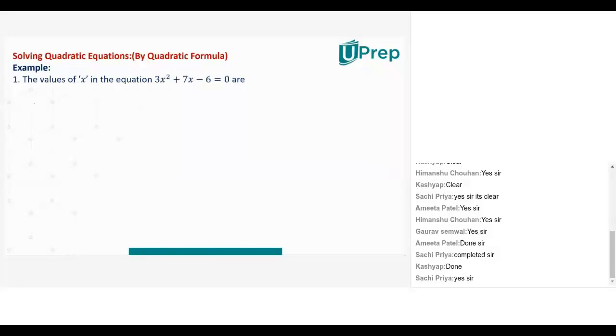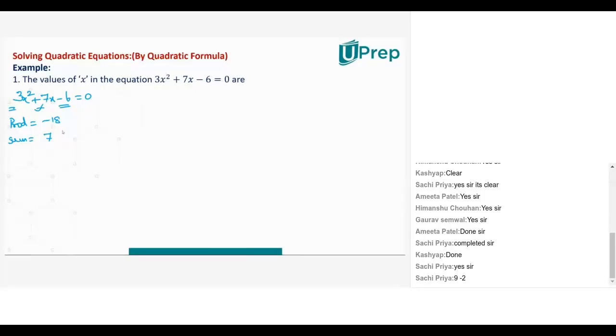So first method, factorization. What we did is this: 3x square plus 7x minus 6 equal to 0. What we did is 3 and minus 6. What is the product? Minus 18. And the sum should be the middle number, which I left, that is 7. Can somebody suggest two numbers whose product is minus 18 and the sum is 7? Correct. Such numbers are 9 and minus 2.